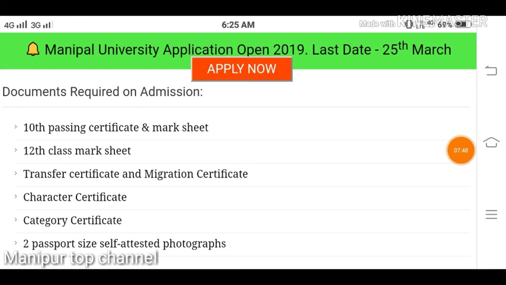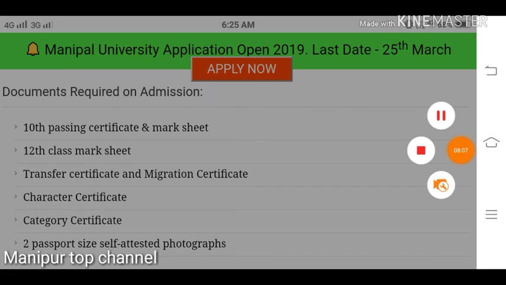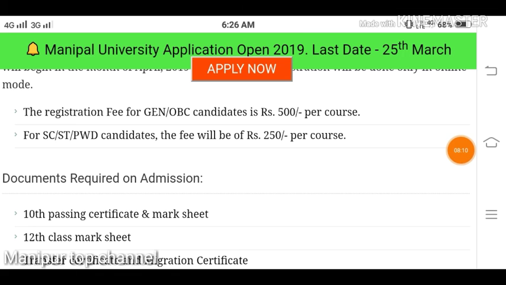And documents required on admission here: passing certificate and mark sheet, class 12 mark sheet, transfer certificate and migration certificate, character certificate and category certificate, and 2 passport size and self-attested photographs. And the registration fee is also mentioned here. Registration fee for general and OBC candidates is 500 rupees per course, and for SC, ST, PWD candidates the fee will be 250 rupees per course.